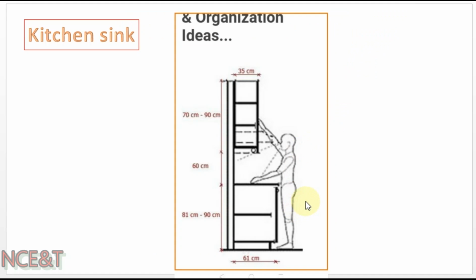The counter height in your kitchen where you will fix the kitchen sink, you can have from 81 to 90 centimeter, and the distance between the top of the counter and the bottom of the cabinet you can have 60 centimeter. And if the kitchen will be used by a man, then you can use a cabinet from 70 to 90 centimeter height with a depth of 30 centimeter.